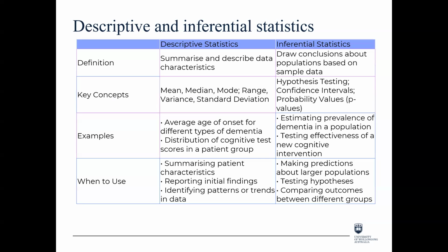But inferential statistics are those more in-depth statistics where you're choosing which tests you need to do, calculating p-values, and being able to make statements about whether your findings are statistically significant. So inferential statistics are what you use when you want to draw conclusions about populations based on sample data. The key concepts are hypothesis testing, confidence intervals, and the probability value, the p-value. An example is estimating the prevalence of dementia in a population or testing the effectiveness of a new cognitive intervention. You use these when you want to make predictions about larger populations, test a hypothesis, or compare outcomes between different groups.